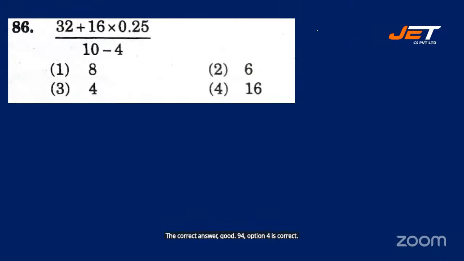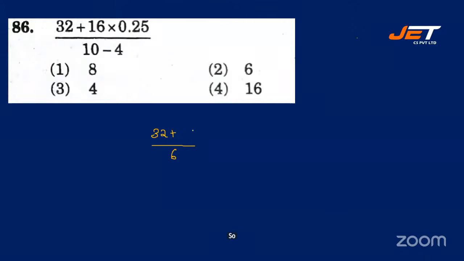See the next question. Yeah, I have 32 plus 16 into 0.25 by 10 minus 4. Okay. So 32 plus, what is 16 into 0.25 by 10 minus 4 is 6. Okay. So just multiply 16 into 0.25 to get your answer, right?